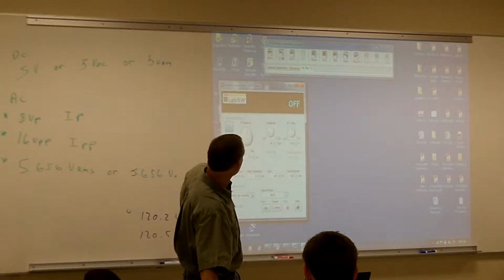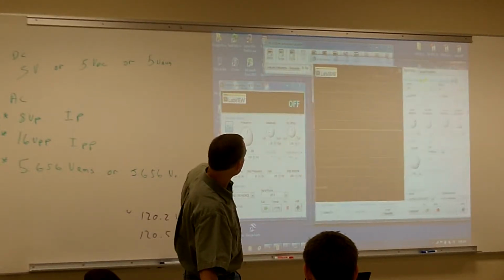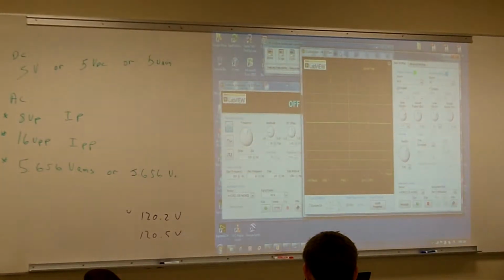To measure that, like I said, in AC we're always going to be using our oscilloscope. I've been talking about this oscilloscope, and this is what it looks like on our screen. Let me grab a real one here too.